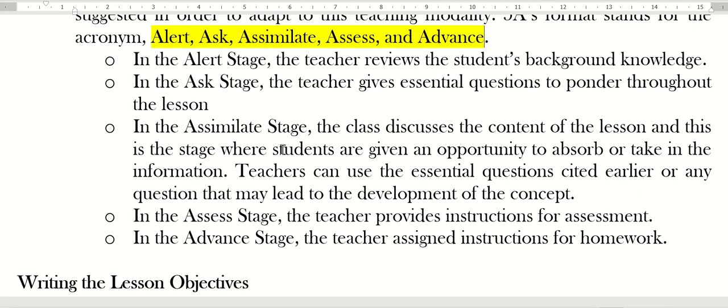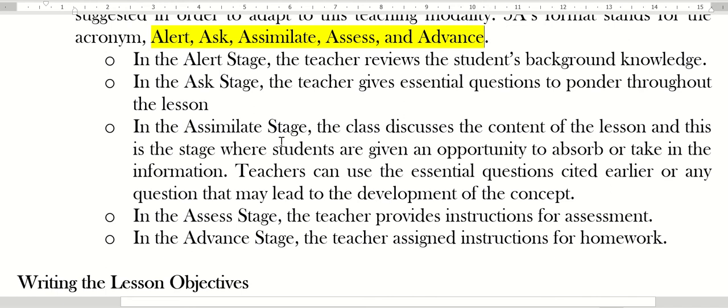Number two, the ask stage. The teacher gives essential questions to ponder throughout the lesson. So they are giving questions that will direct to the topic. Number three, assimilate stage.